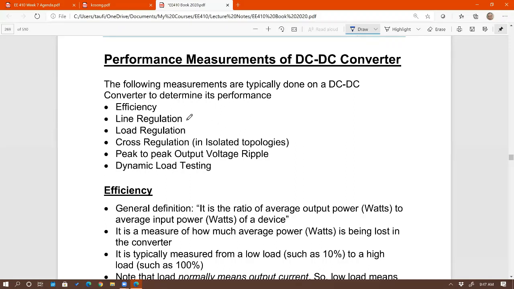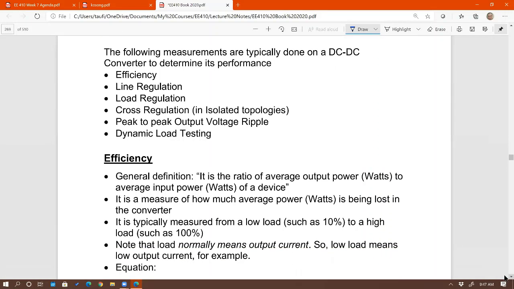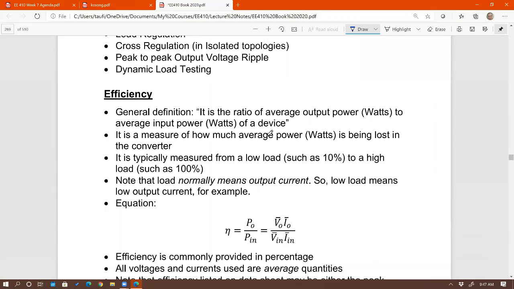Okay, so if you are designing as well as purchasing some DC to DC converters, these are some things that you would like to check, would like to test, to evaluate the performance of the DC to DC converter. So let's start with the first one, efficiency. Definition of efficiency: it is the ratio of average output power in watts to average input power in watts of a device. In this case, DC to DC converter.